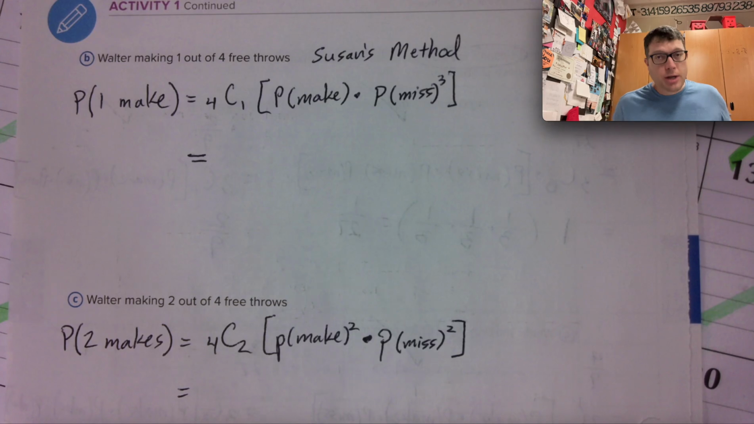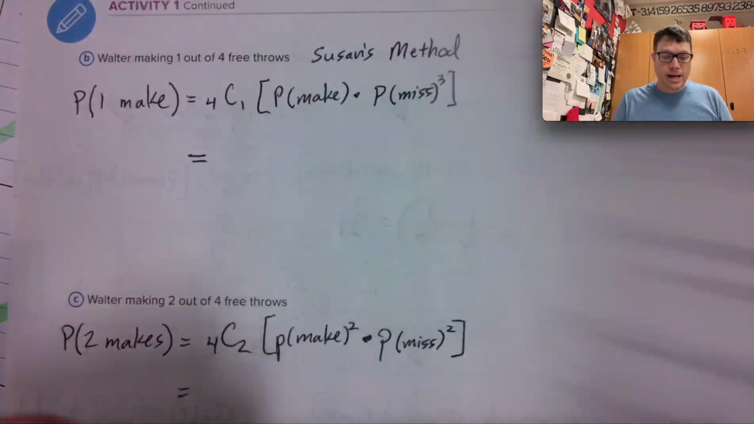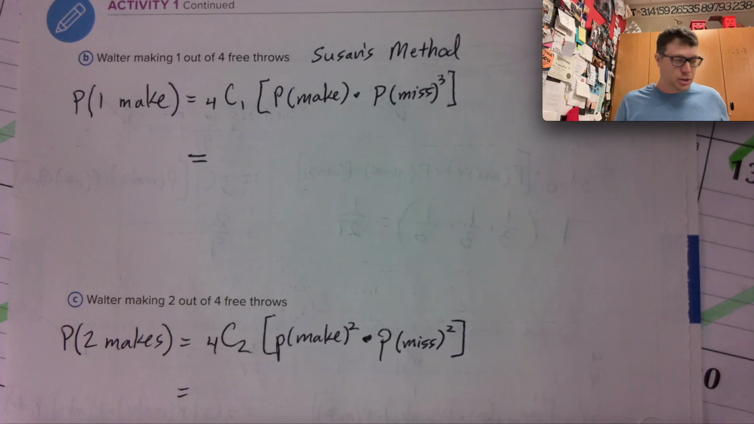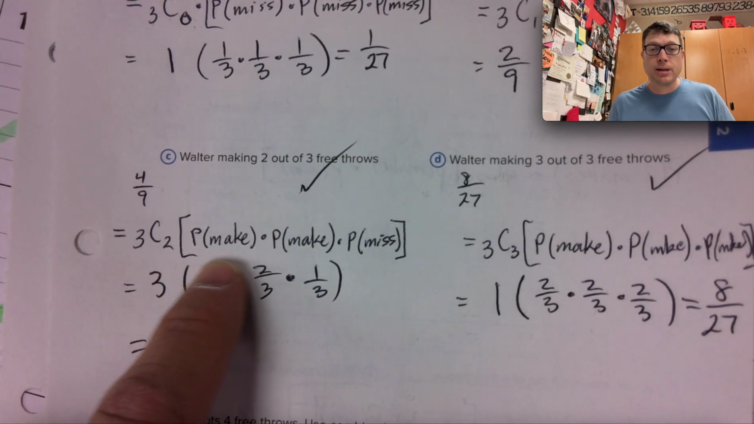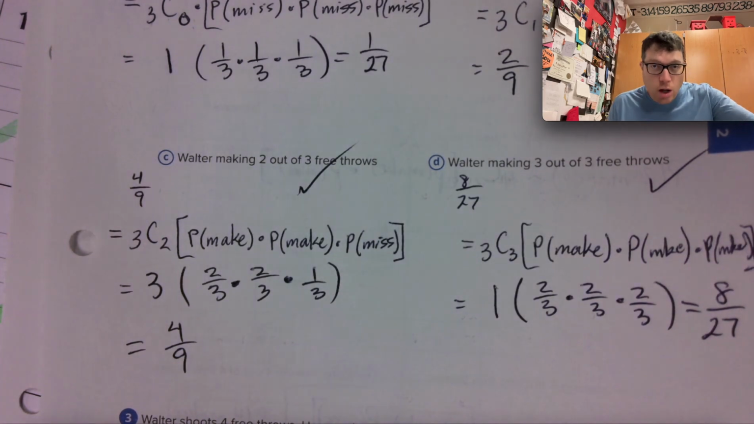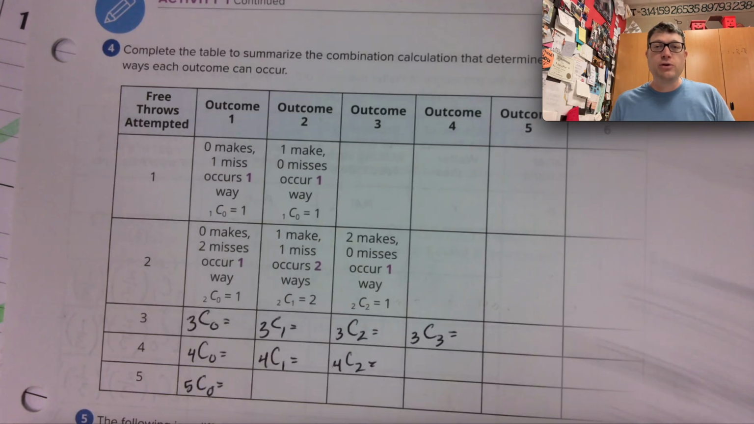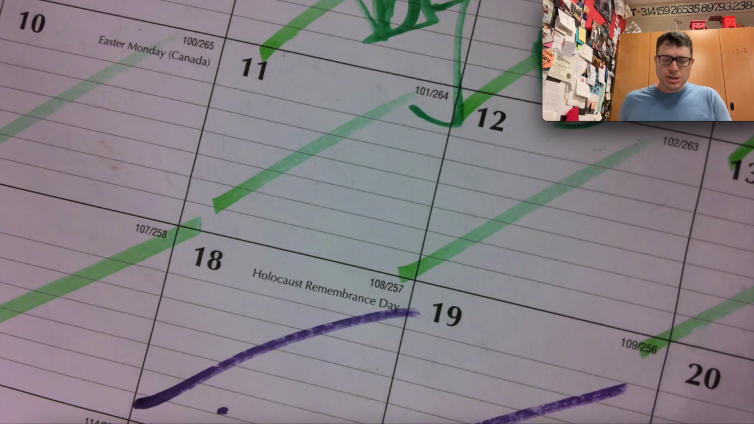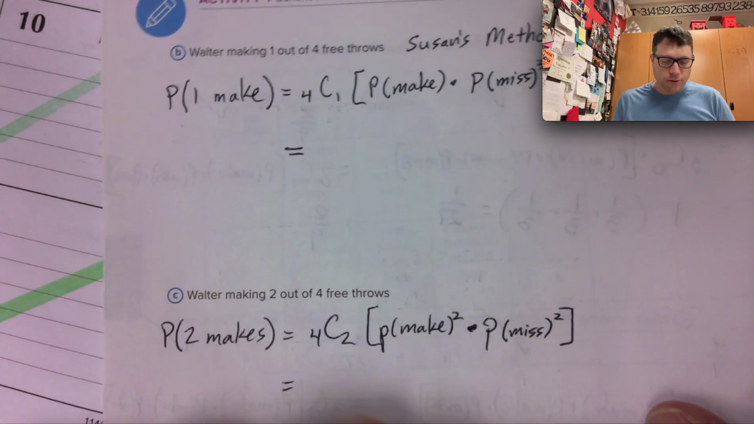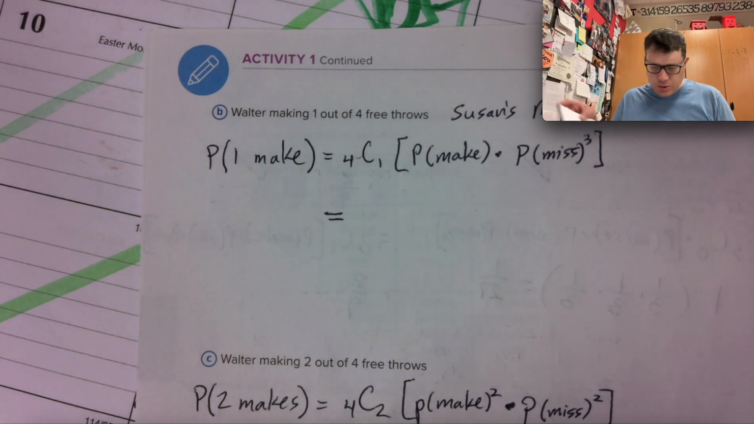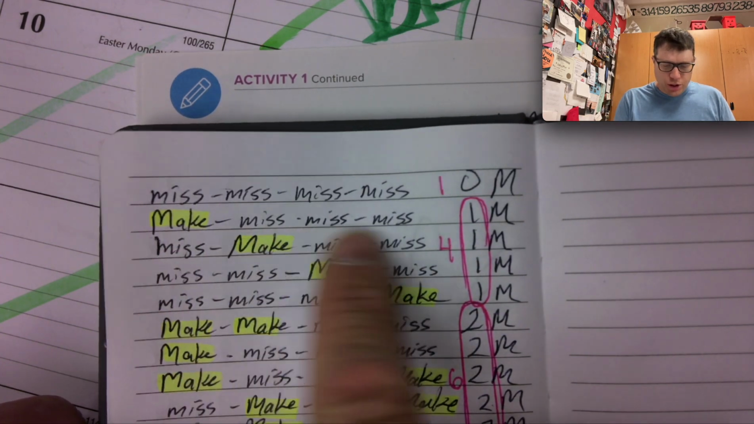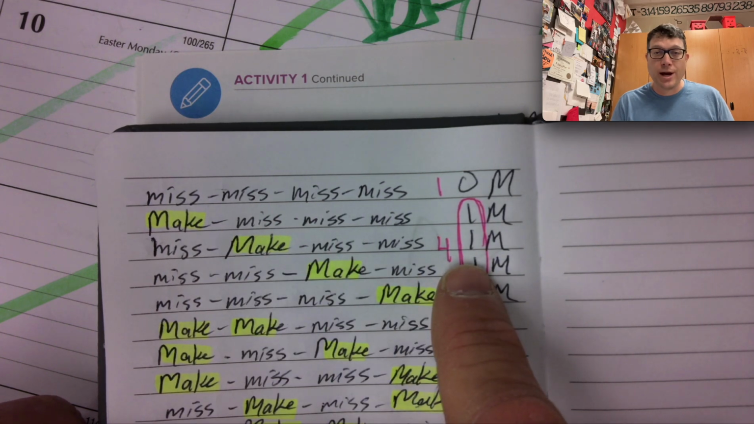Now, unlike question 1, where we had worked it all out by hand, now we just have to trust that her method is right, because we did kind of confirm it on page 883 that it does work. You can use the combinations and the probability of makes and misses. You have to have all of them. And then that will still give you the correct probability answer. So let's just see right here. Walter making 1 out of 4 free throws with Susan's method means we need 4 choose 1. I think 4 choose 1 is 4 shots, making 1 time. There's 4 different ways that could happen.